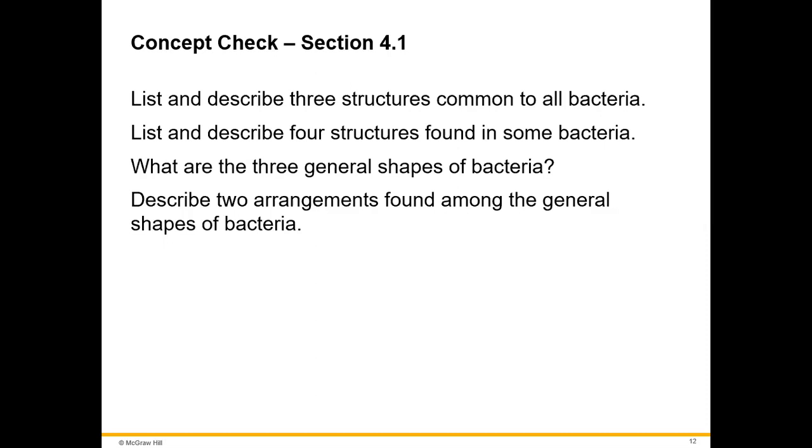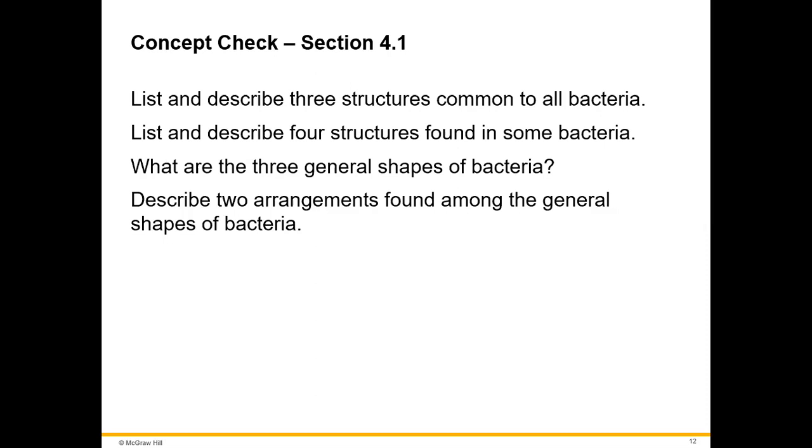What is a unique structure you might see in some gram-positive bacteria? I'm thinking of the endospore, a structure that you might see in some bacteria.